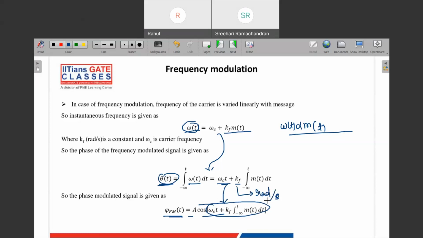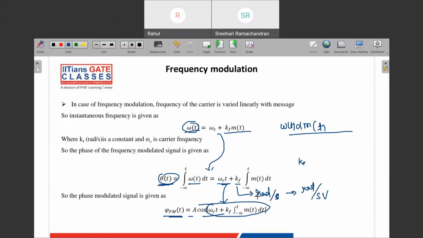Its unit will be radian per second if m(t) is unitless, but if m(t) has some unit, let me assume that its unit is volt, in that case the unit of kf will be radian per second per volt. So that is the difference. In the last slide, when we discussed kp, the unit of kp was just radian. In this case, it is radian per second.